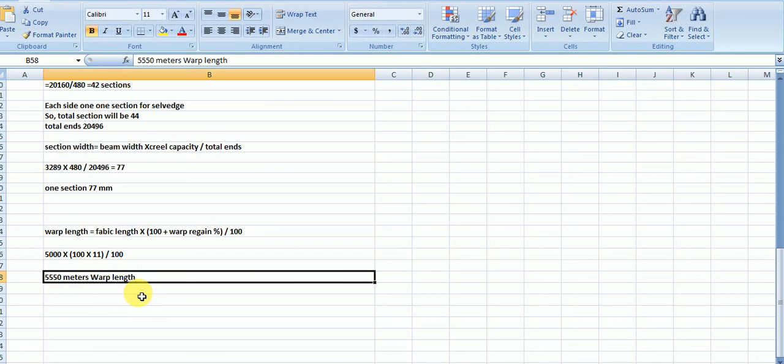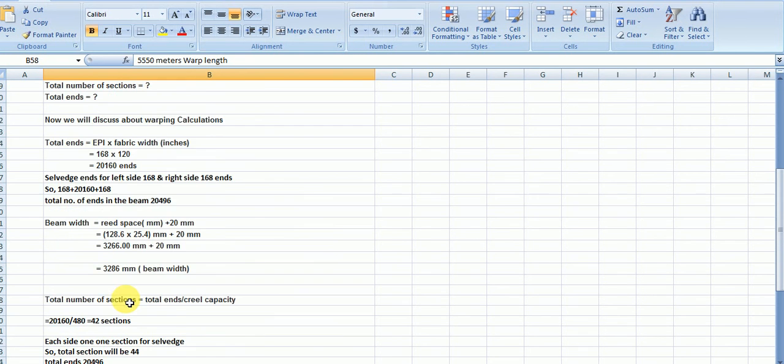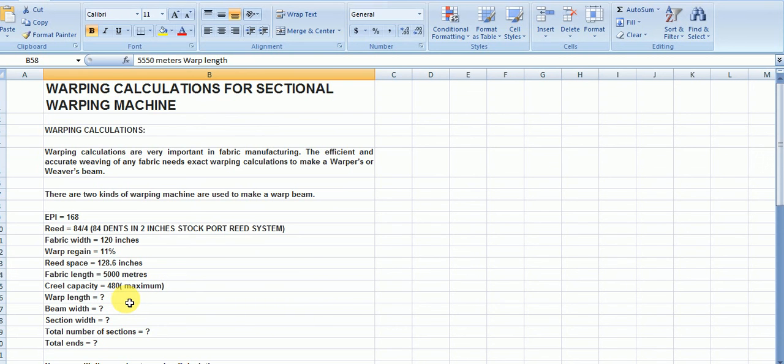It means 550 meters we have to make extra in the warp length, because when you are weaving, the warp will shrink, and when we are weaving on the loom, the warp goes up and down. That will take some amount of warp in the fabric. So this is the reason we have to make more length than fabric length. I think you understand this video, and if you want any clarity, you can send comments.